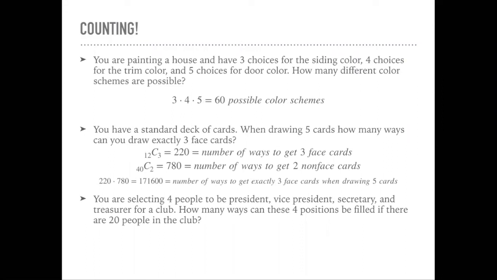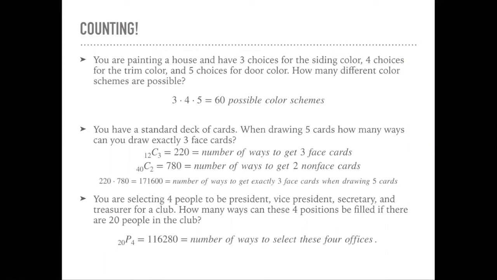It's not just, oh, these 4 people are the executive board. No, one of them is president, vice president, and if we swapped which one was president and vice president, that's a different one. So order matters here. So this is where we'd be using a permutation. So we'd have 20 permute 4. So we end up with 116,280 different ways to select these 4 offices.